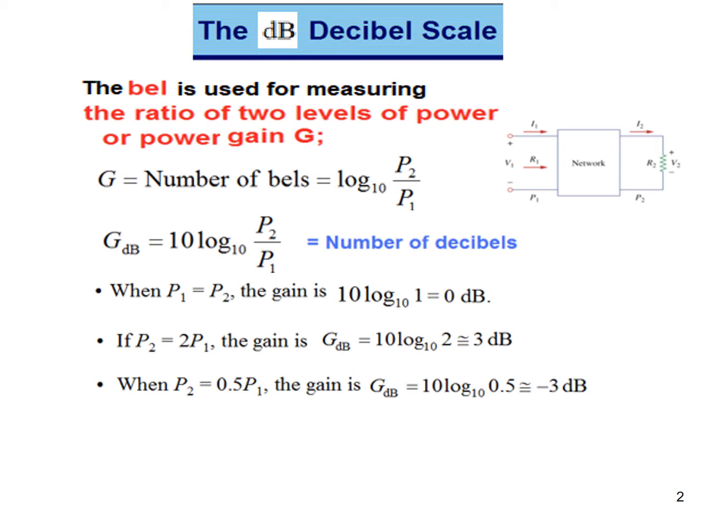And let's say the output power is 2 times the input power, then the gain will be 10 log 2, which is equal to 3 dB. And if the output power is half of the input power, then 10 log 0.5 will be negative 3 dB. If you have a calculator, just use it to calculate, and you will see that the answer is minus 3 in this case and plus 3 in the other case.